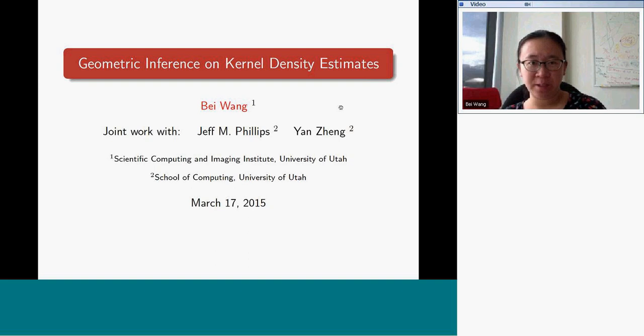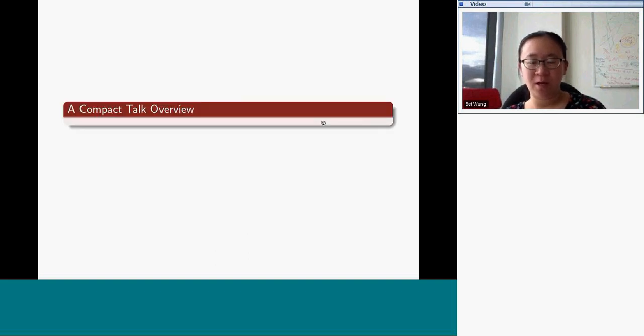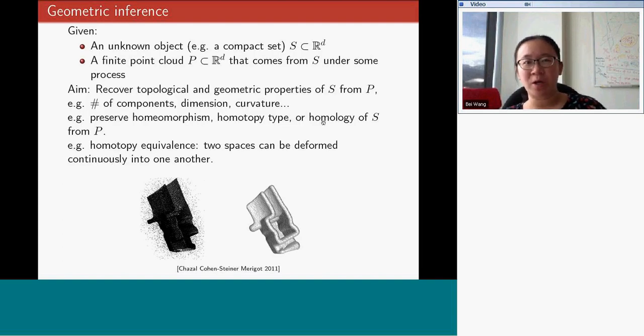Okay, geometric inference and kernel density estimates. First, what do we call geometric inference? I'm sure most of the people here are familiar with the concept, but I'm going to define it anyway. Essentially, geometric inference is a situation where you have an unknown object, for example, usually we assume it's a compact set in R^d. You also have a finite point cloud, P, sampled from the set under some sort of process. Geometric inference, in my opinion, is to recover some form of topological or geometric property of the unknown object from its point sample. For example, recover the number of components and dimensions, which are homological information, and maybe something geometrical such as curvature.